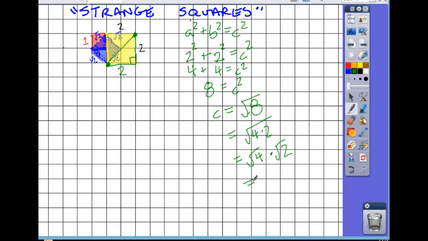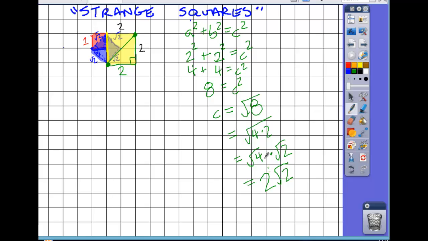Square root of 4, what number times itself equals 4? That would be 2. So the square root of 4 equals 2. I can bring this factor down, and I have 2 root 2. Now I can't simplify that part anymore, but look at this. This is a simplified radical expression. The square root of 8, whatever it is, it's going to equal our good old square root of 2 that we used before times 2.